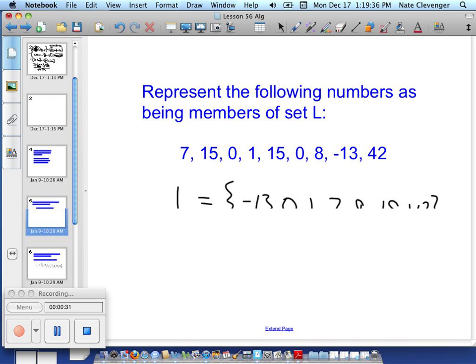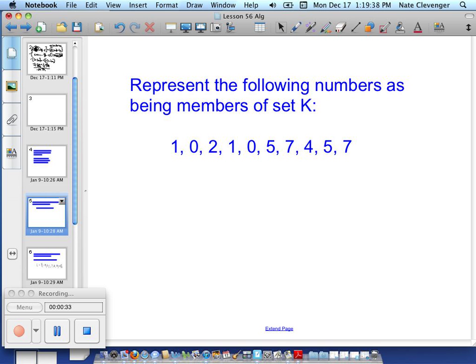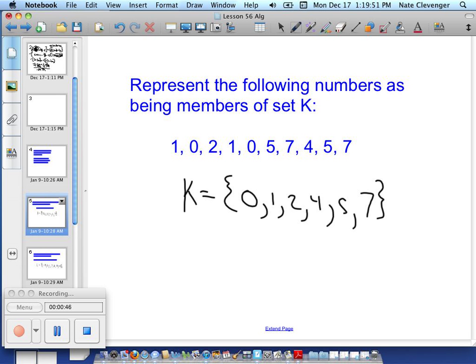I feel like we skipped one. We did. So represent this one as set K. So we put K equals, and then we put them in ascending order. We have 0, 1, 2, 4, 5, 7, and we close it. Okay, that's a set. It's a collection of points.